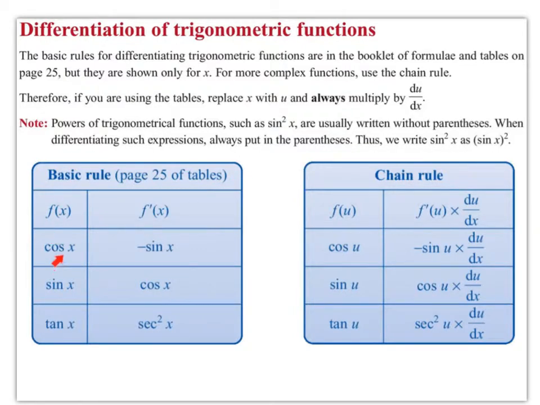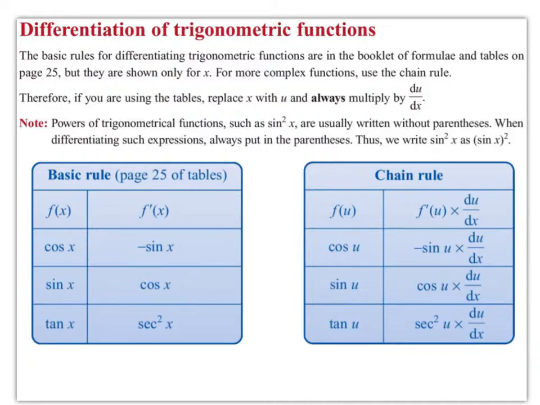So if f of x is cos x, then f prime x is minus sine x. If f of x is sine x, then the derivative is cos x. And if f of x is tan x, then the derivative is sec squared x.